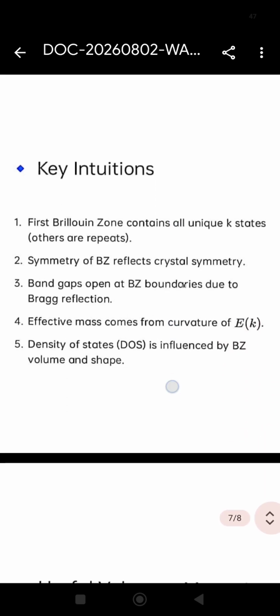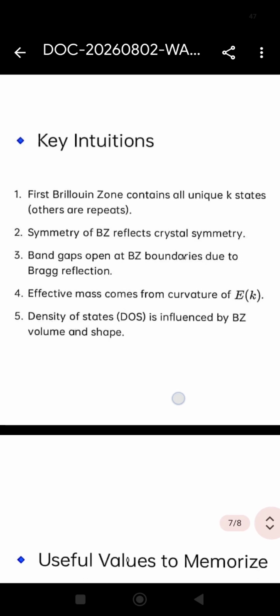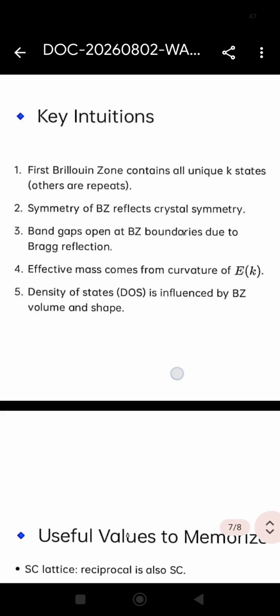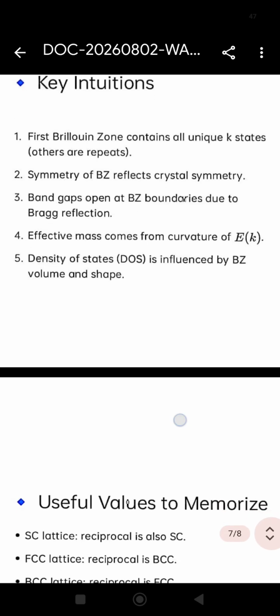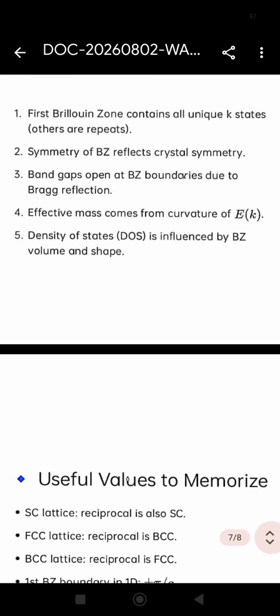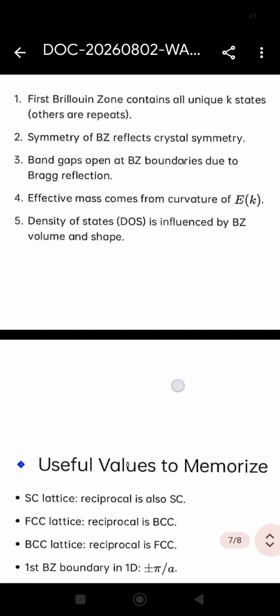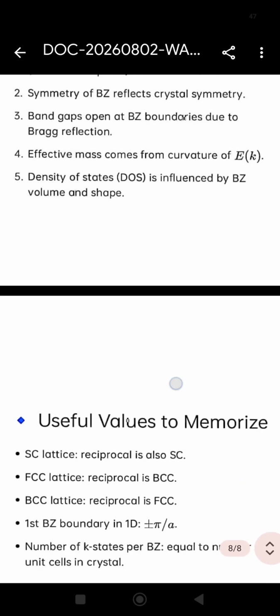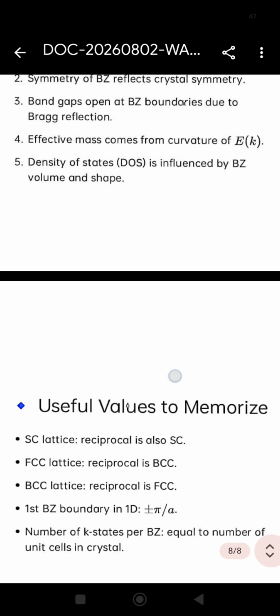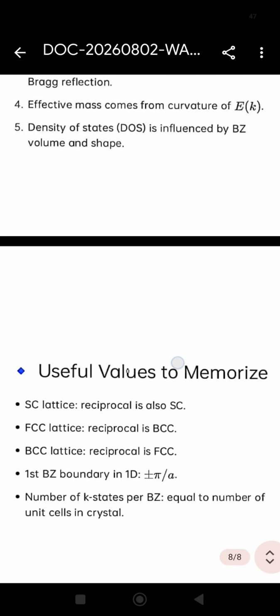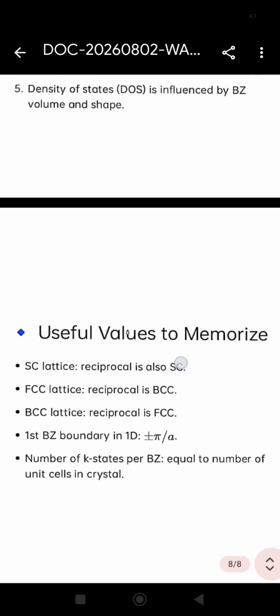Key conclusions and intuitions. The first Brillouin zone contains all unique k states. Others are repeats. The symmetry of Brillouin zones reflects crystal symmetry. Band gaps open at Brillouin zone boundaries due to Bragg reflection. Effective mass comes from the curvature of E of k. Density of states, DOS, is influenced by the Brillouin zone volume and shape.